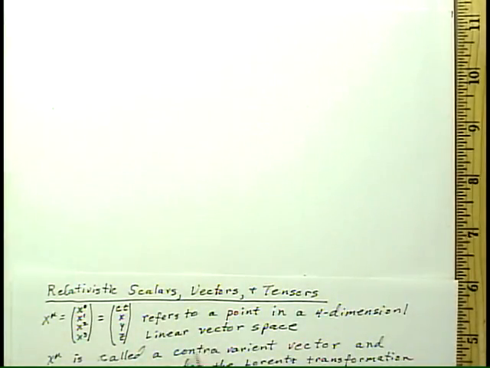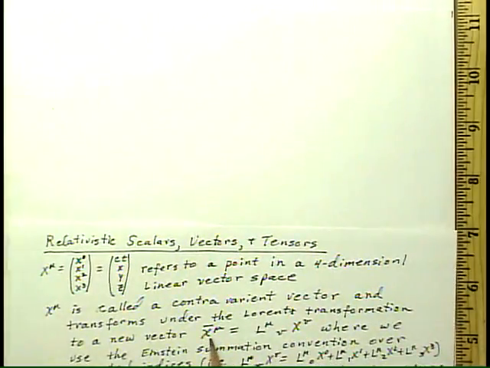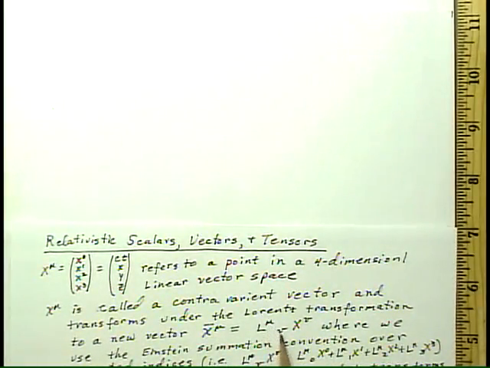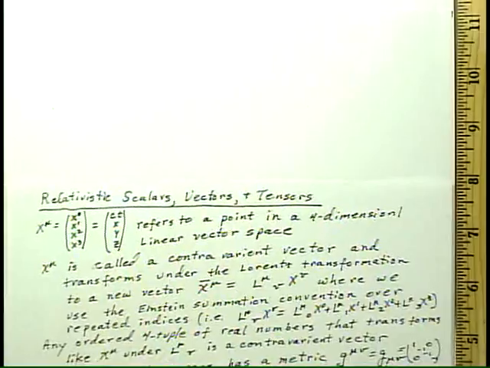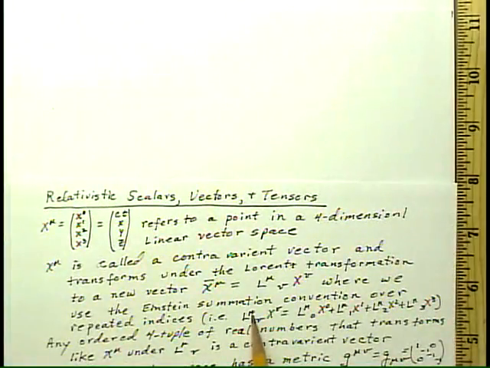This gives us a point in this four-dimensional linear vector space. x^μ is actually called a contravariant vector, and it transforms under the Lorentz transformations to a new vector according to the transformation x̄^μ = L^μ_ν x^ν, where we use the Einstein summation convention over repeated indices. For example, we write L^μ_ν x^ν to automatically mean a summation over all values of ν, 0, 1, 2, 3.